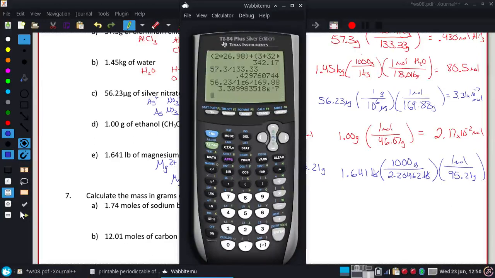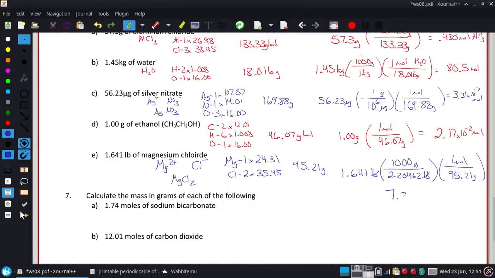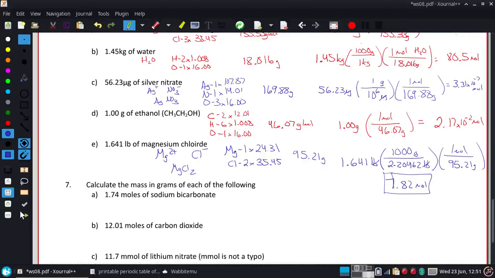All right, so in the calculator, I have 1.641 times 1,000 divided by 2.20462, and then also divided by 95.21. And I get that that's a mere 7.82 moles. Okay.